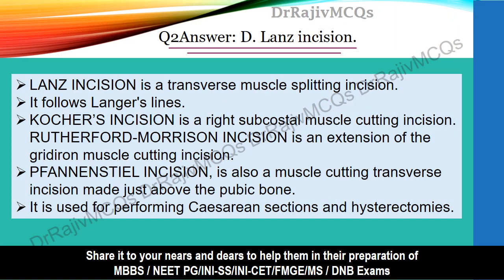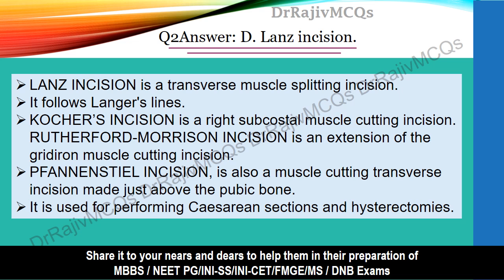The correct answer in question number 2 is option D. The Lange incision is a transverse muscle splitting incision made at McBurney's point for open appendectomy. It follows Langer's lines aimed at reducing scarring and improving cosmetic result. Kocher's incision is a right subcostal muscle cutting incision used for open cholecystectomy. The Rutherford-Morrison incision is an extension of the gridiron muscle cutting incision. It allows better exposure of the abdominal cavity compared to the standard gridiron incision.